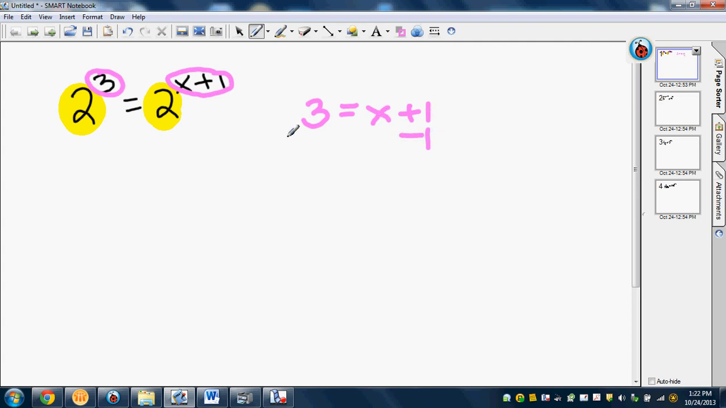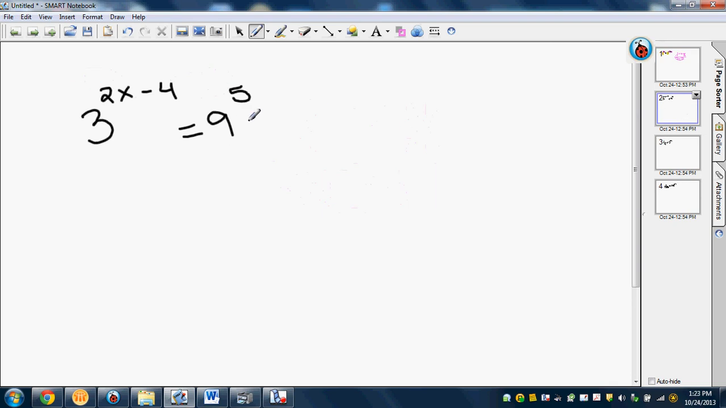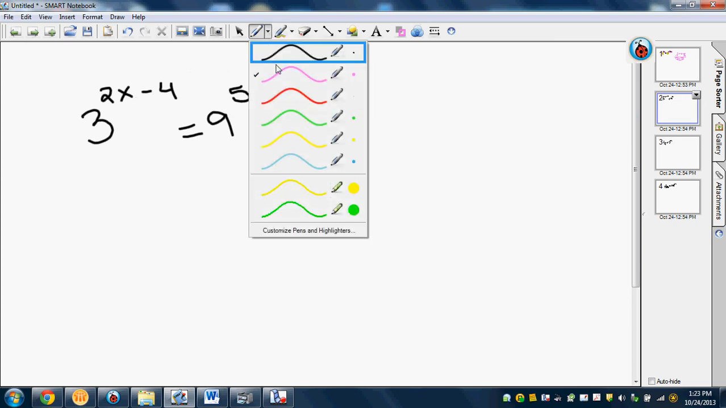So if I'm solving for x, I'm going to subtract 1 from both sides of my equation, and I get that 2 is equal to x, which is the same thing as x is equal to 2. Now, if there are ever situations such as this where they do not have the same base, you have to rewrite it so that they do.